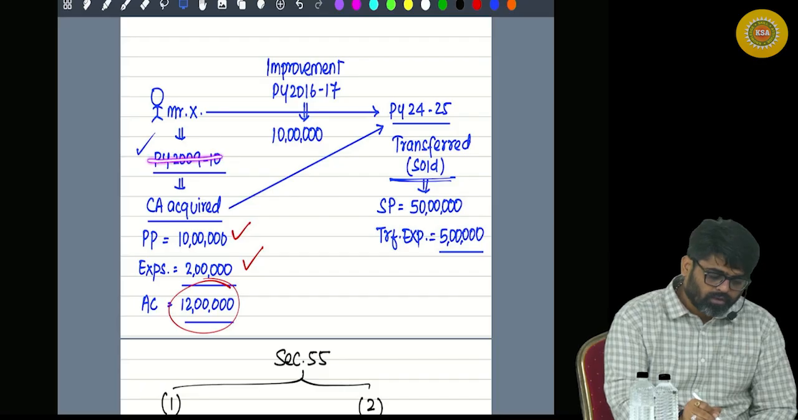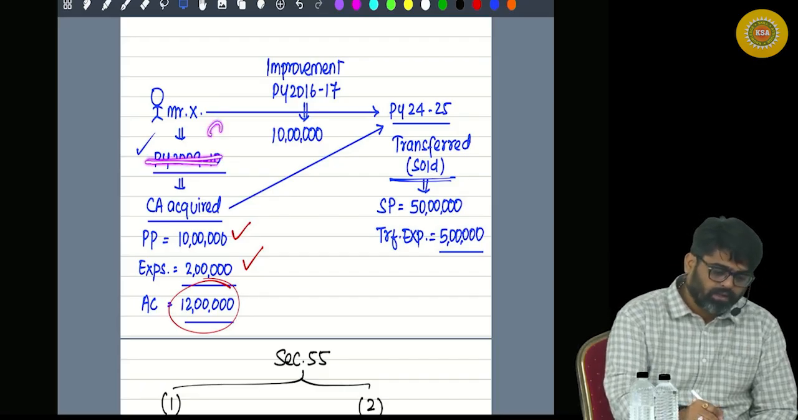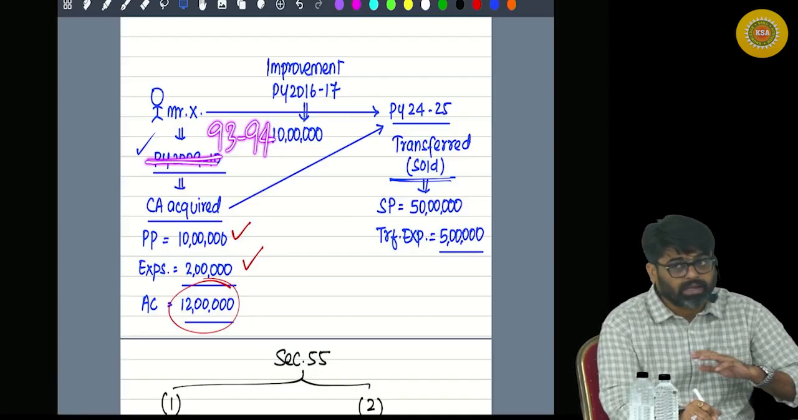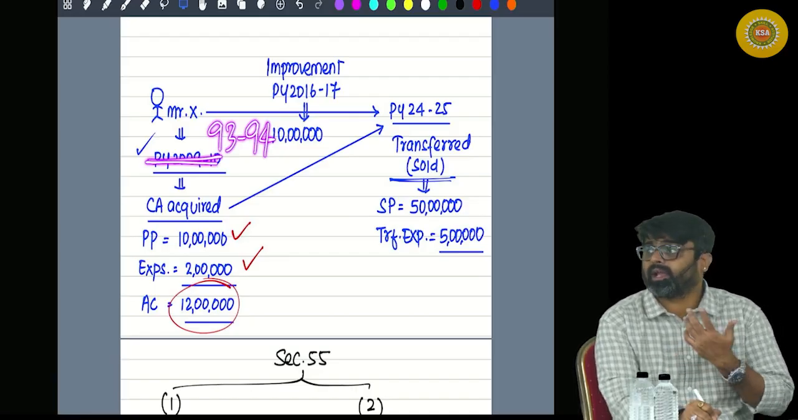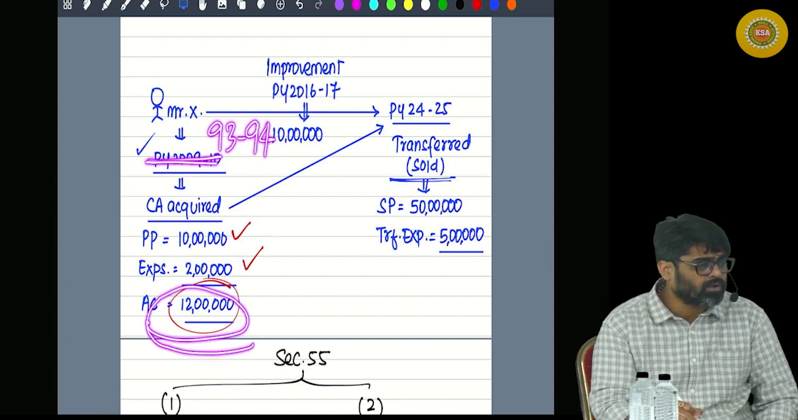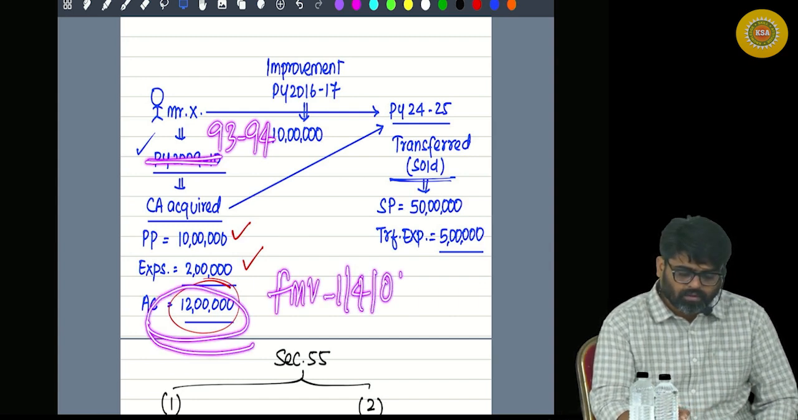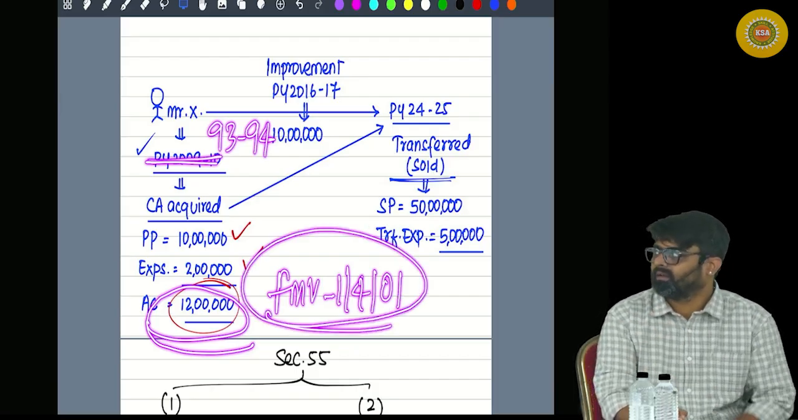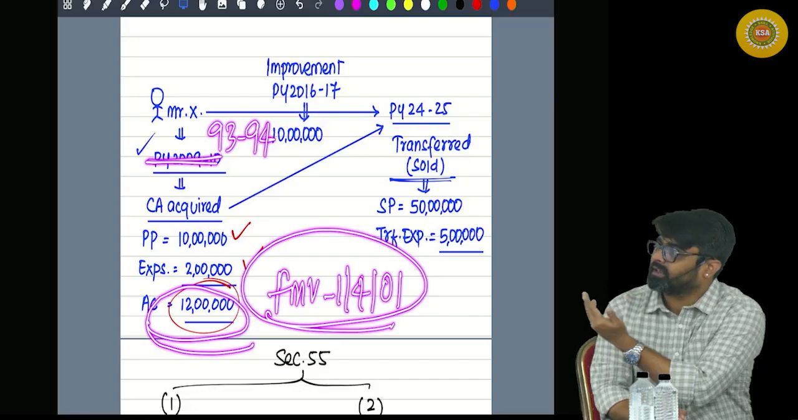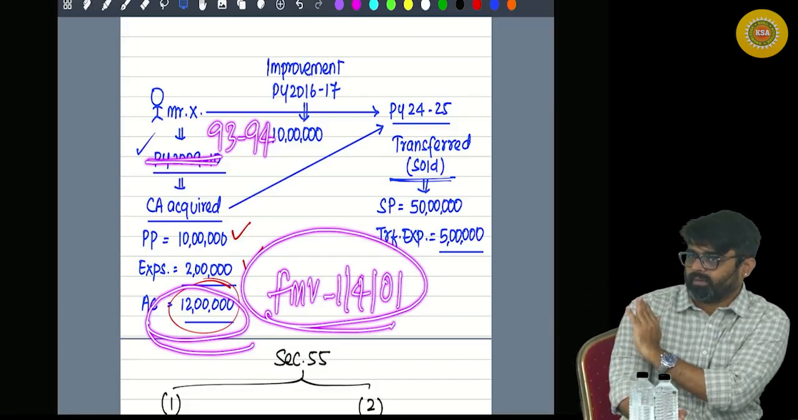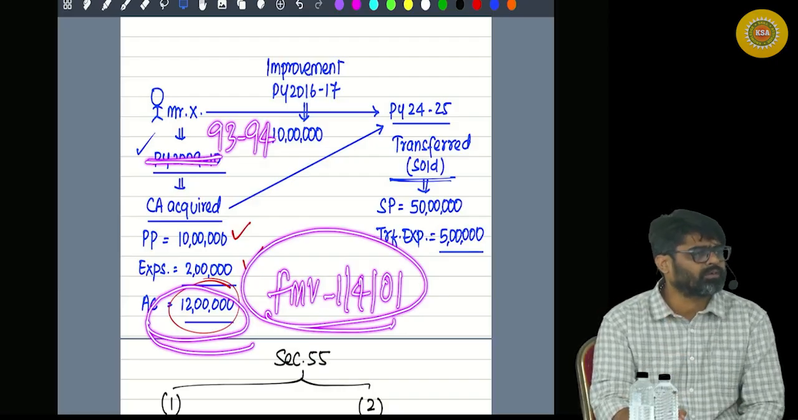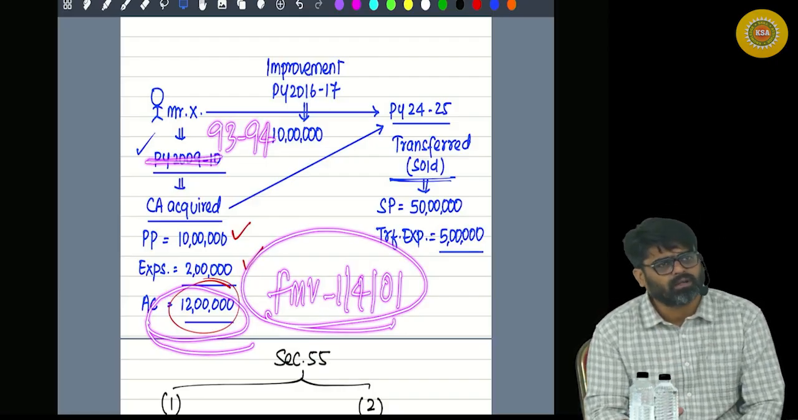But what if the acquisition happened in 93-94? Then I get the option to take either the actual cost or the fair market value as on 1st April 2001, and that fair market value will always be given in the question. Compare the fair market value with actual cost. Whichever is higher, take that amount as cost of acquisition. Got it, sir? Now pay attention.